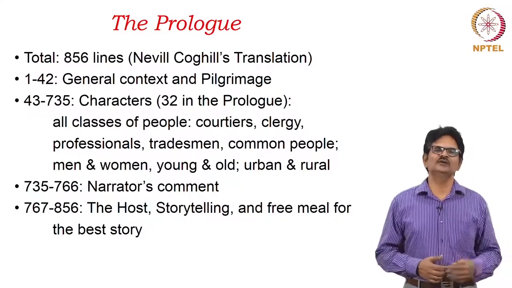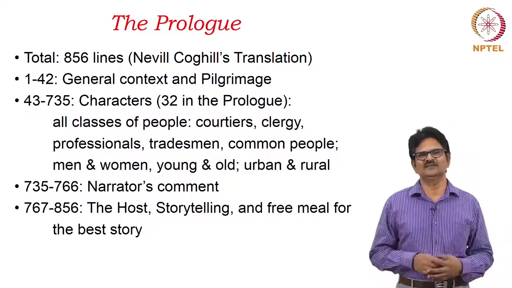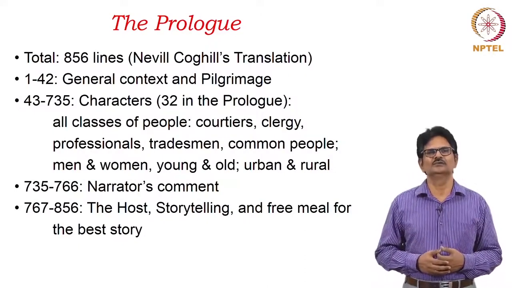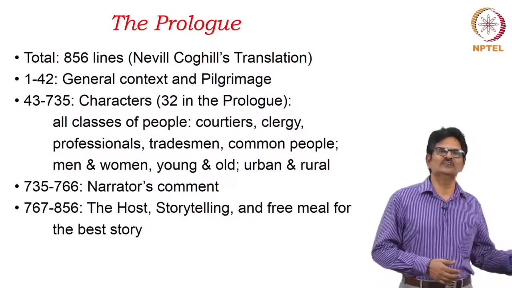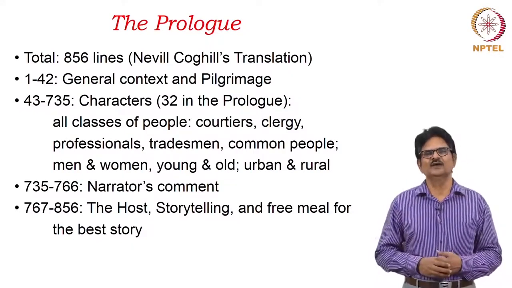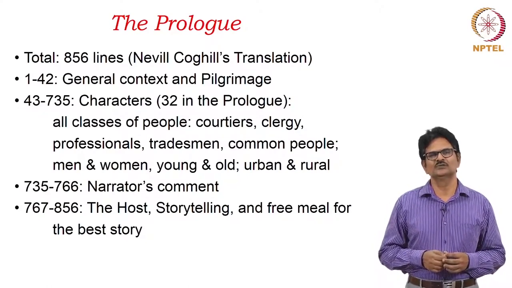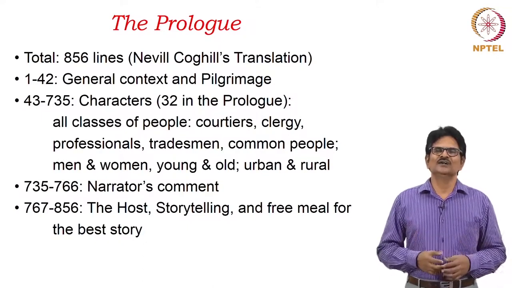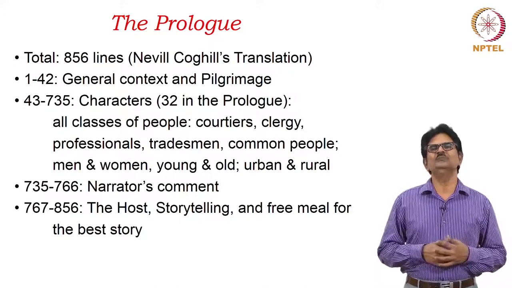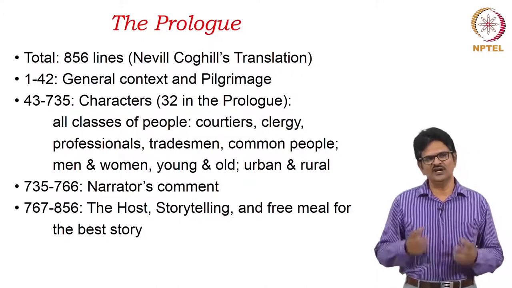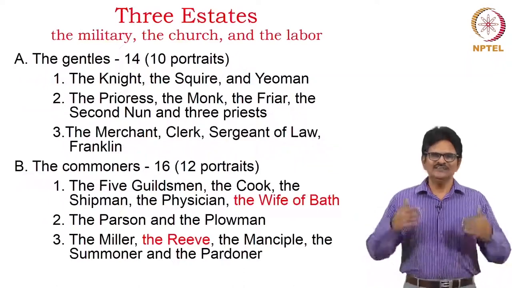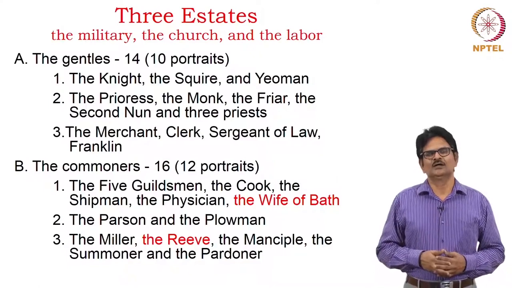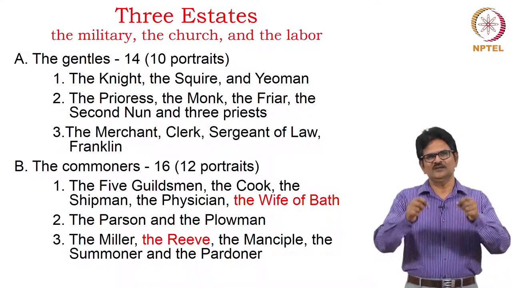Then in the next part, from 735 to 766, we have the narrator's own comments about his own storytelling. And in the last section, from 767 to 856, we have the host, and he tells us about the planning of storytelling. He also thinks about one idea of a free meal for the person who tells the best story.